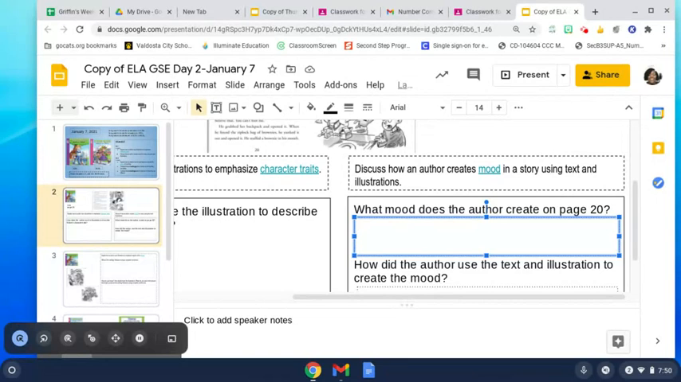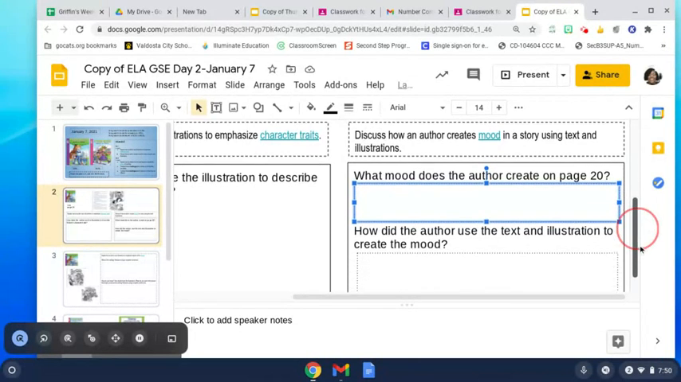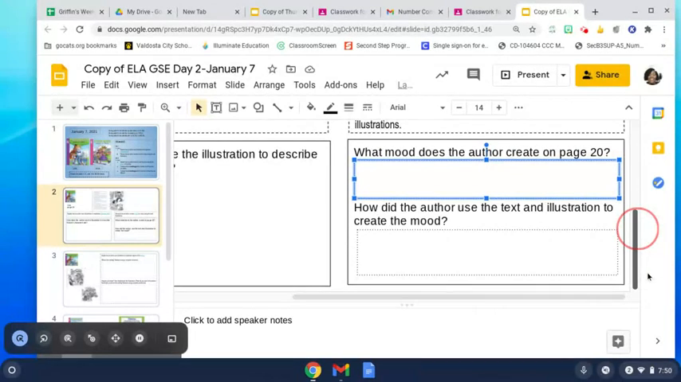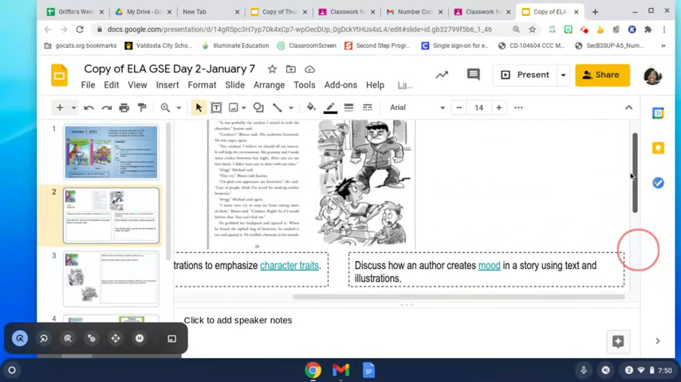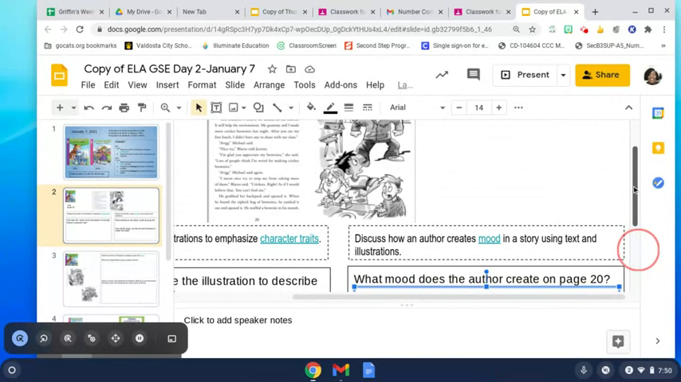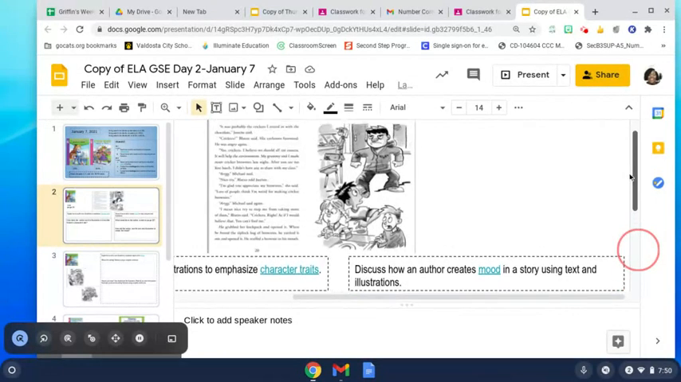How did the author use the text and illustration to create the mood? Okay. You need to write a complete sentence here. How did the author use the text and illustration, the words and the pictures, to create the emotion? What did the author do? Okay. So you have to fill in the blank there. Okay. Please make sure you watch the videos.